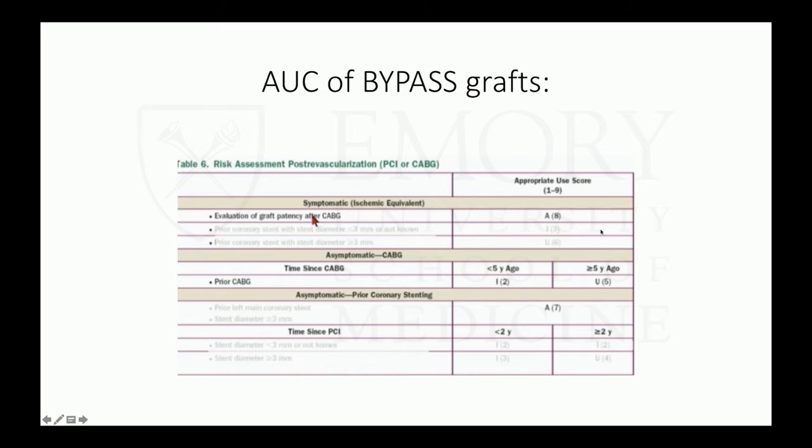And so for appropriate use criteria for bypass grafts, it is appropriate for symptomatic patients for evaluation of bypass graft patency. For asymptomatic patients, it's not necessarily considered appropriate. It may be appropriate after 5 years, but again, really the only appropriate indication is in symptomatic patients.